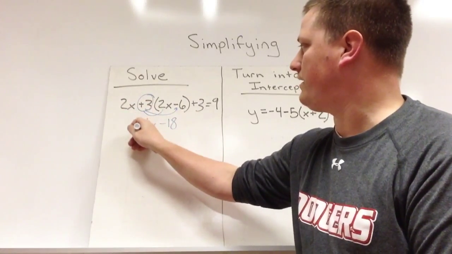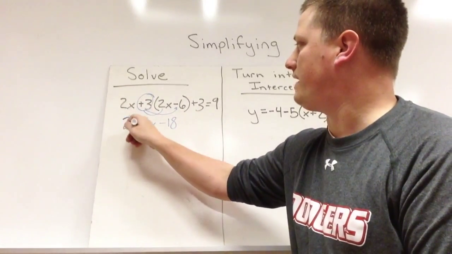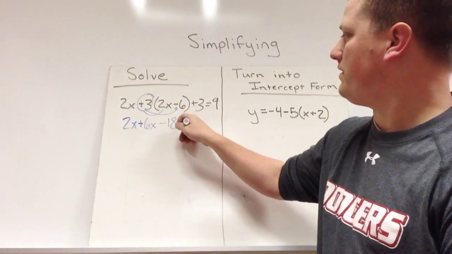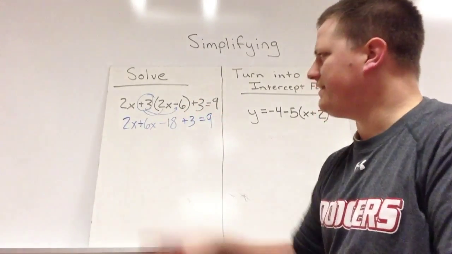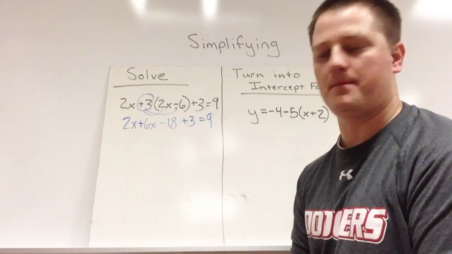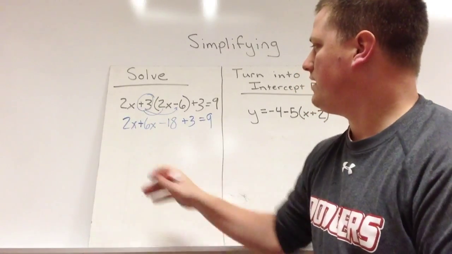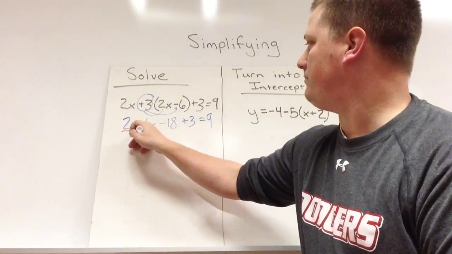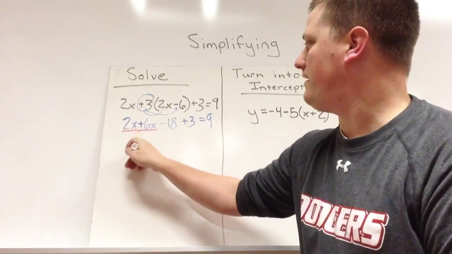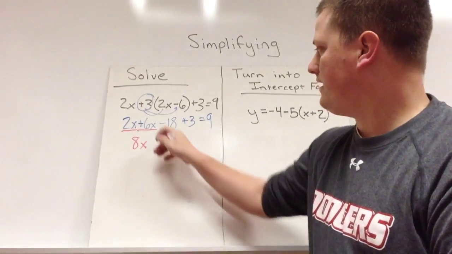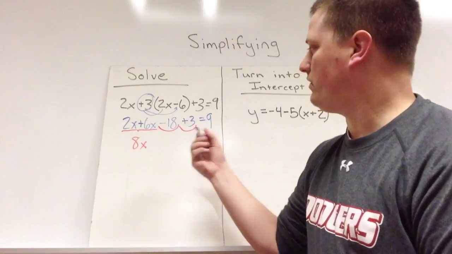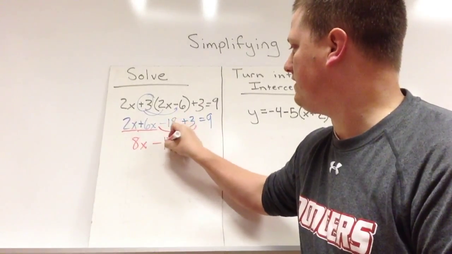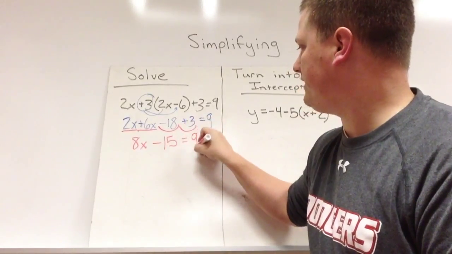Since this is positive, we can put a plus sign and 2x in front. Bring down your plus 3. Bring down your equals 9. At this point, there's no parentheses. We can combine like terms. So I've got 2x and positive 6x make 8x. Negative 18 and positive 3 will give us negative 15 equals 9.